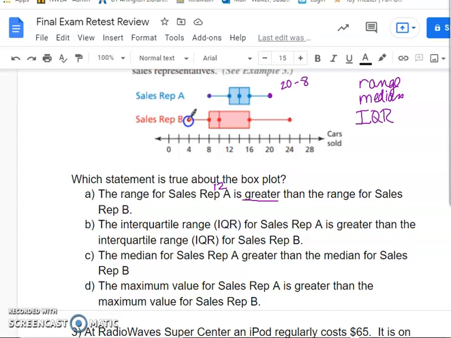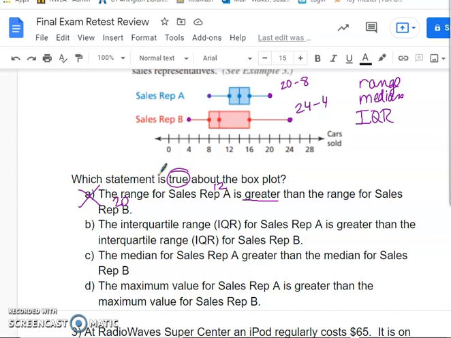Sales rep B, okay, 24, take away 4. Those are the ends. That's how I find the range. Well, 24 minus 4 is 20. So the range for A is 12, which is greater than 20. 12 is not greater than 20. That one's false. I need the true statement.